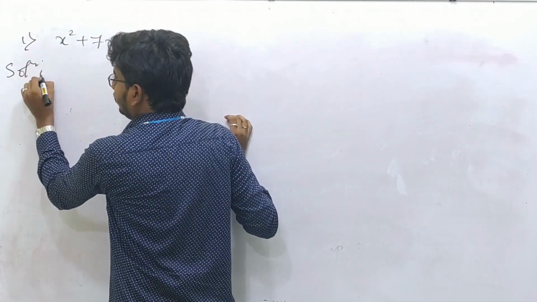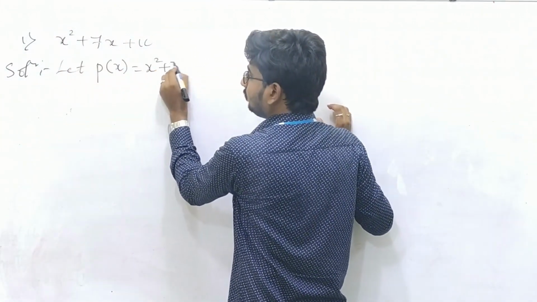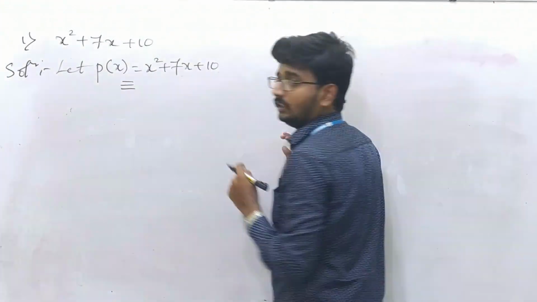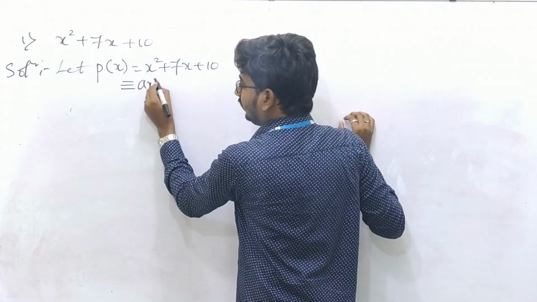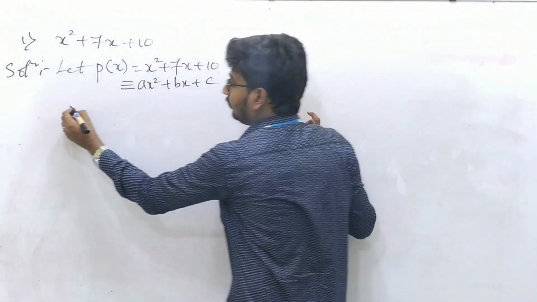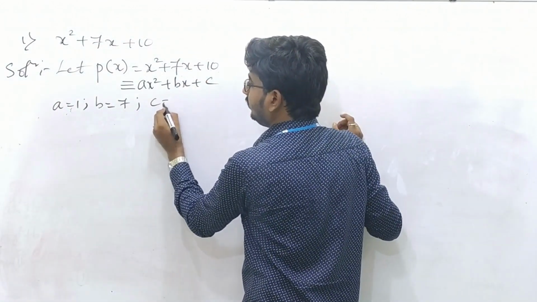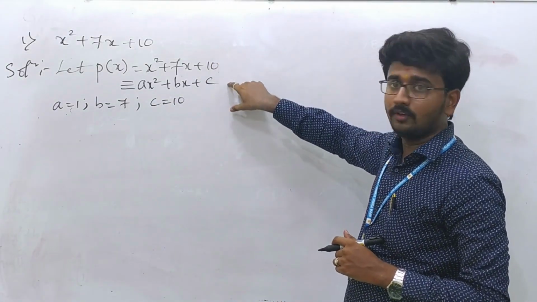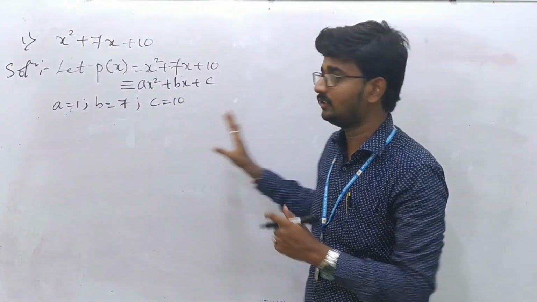Coming to the solution of it, let p of x be equal to x square plus 7x plus 10. It is in the form of ax square plus bx plus c. If there is nothing before x square, it means 1, so the value of a is 1, b value is 7 and the c value is 10. First step is noting down in the standard form and mentioning the coefficient values of x square, x and the constant, that is 1, 7 and 10. This is step 1.